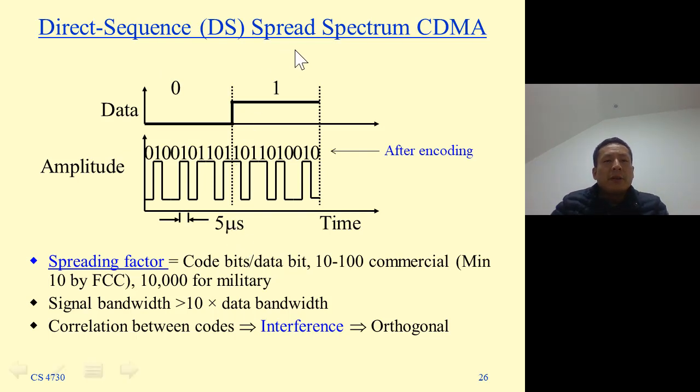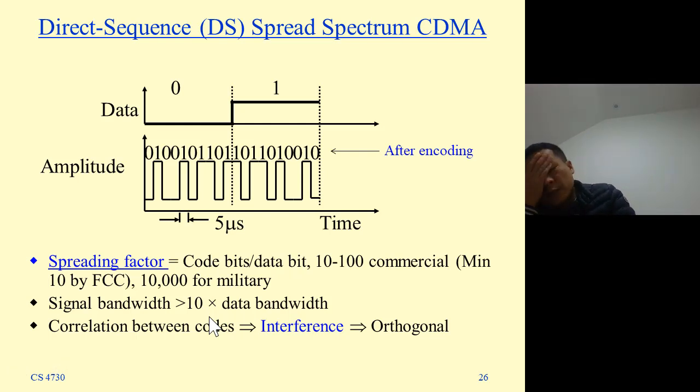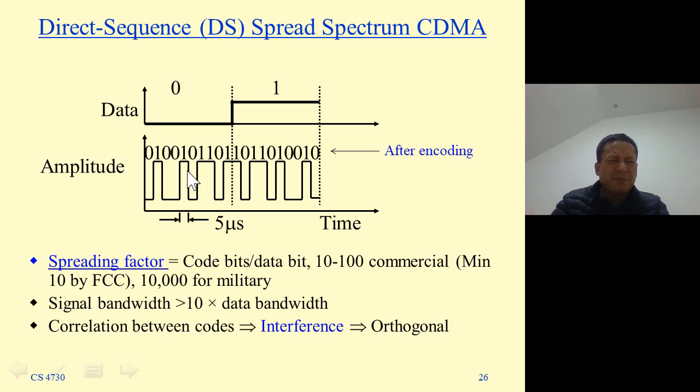So essentially, by using direct sequence spread spectrum CDMA, you are sending at a higher data rate for the same information, and you are using high bandwidth. In this case, the bandwidth you are using is 10 times the original data bandwidth. And you have to design the codes to make sure that the correlations between the codes are minimal, and best to be orthogonal, so that they involve very small interference.